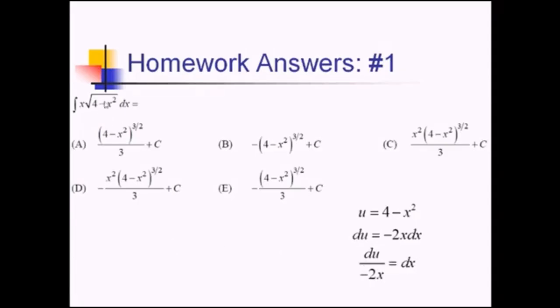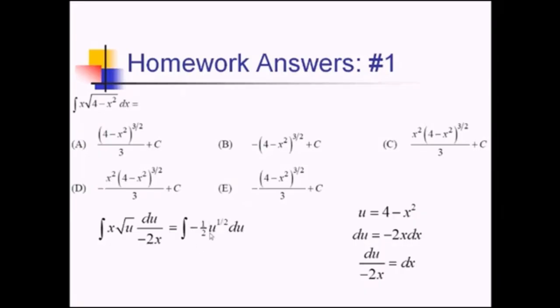So back in the original here, I'm going to write square root of u, and then instead of dx, I'm going to have du over negative 2x. So these x's are going to cancel out. And if I simplify things a little bit and rewrite this with an exponent, I've got negative 1/2 u to the 1/2 power. And at this point, I'm just going to use my reverse power rule to take the antiderivative with respect to u. So this bumps up to a 3/2, and we're multiplying by 2/3.